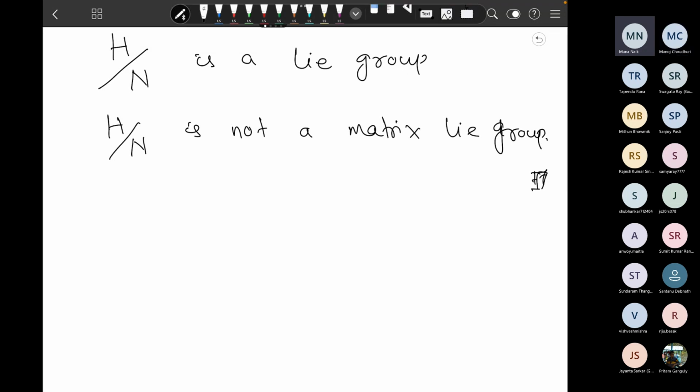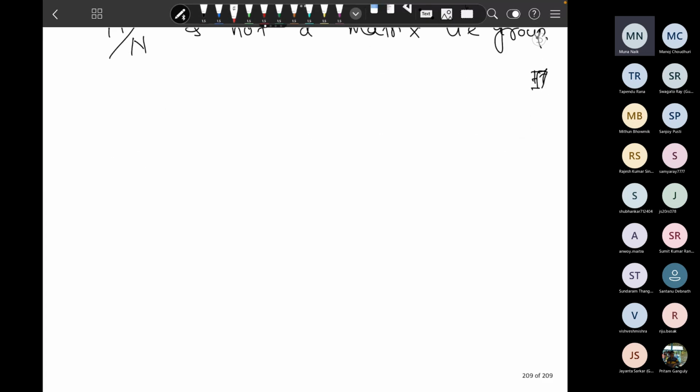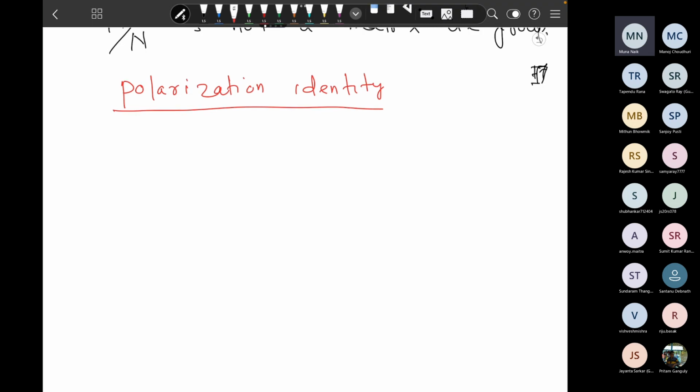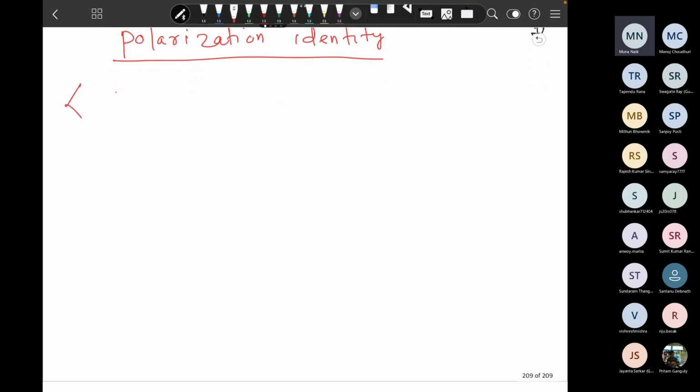Okay, so let us move towards something today. You know there is something called the polarization identity. For an inner product space, you take v, w. Then 1/4 times the sum over k equals 0 to 3 of i to the power k times the norm squared of v plus i to the power k w. Okay, this is called the polarization identity for an inner product space.